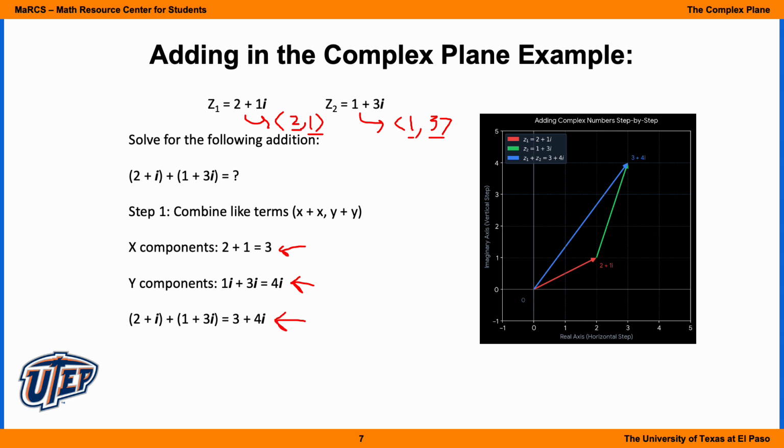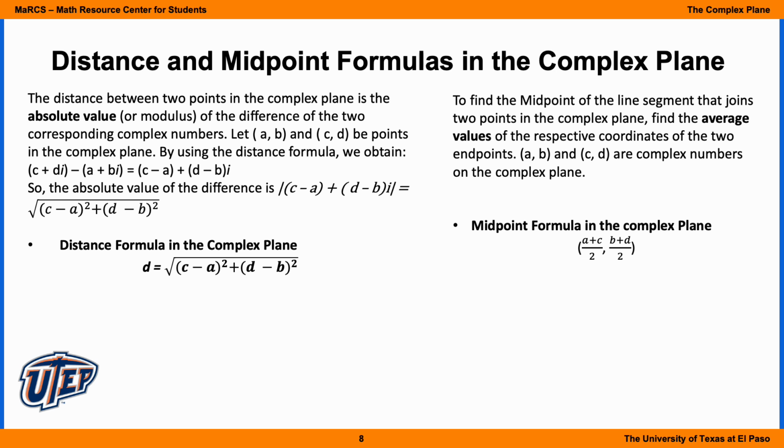Now the distance between 2 points in the complex plane is the absolute value, or the modulus, of the difference of the two corresponding complex numbers. So if we're given the point a comma b and the point c comma d, where a and c are the real portions and b and d are the imaginary portions, then we can take the difference between the real portions, c minus a, and the difference between the imaginary portions, d minus b. Then we can square each of those, add them, and take the square root to find our distance. So the distance is equal to the square root of c minus a squared plus d minus b squared, where a comma b is the first point and c comma d is the second point.